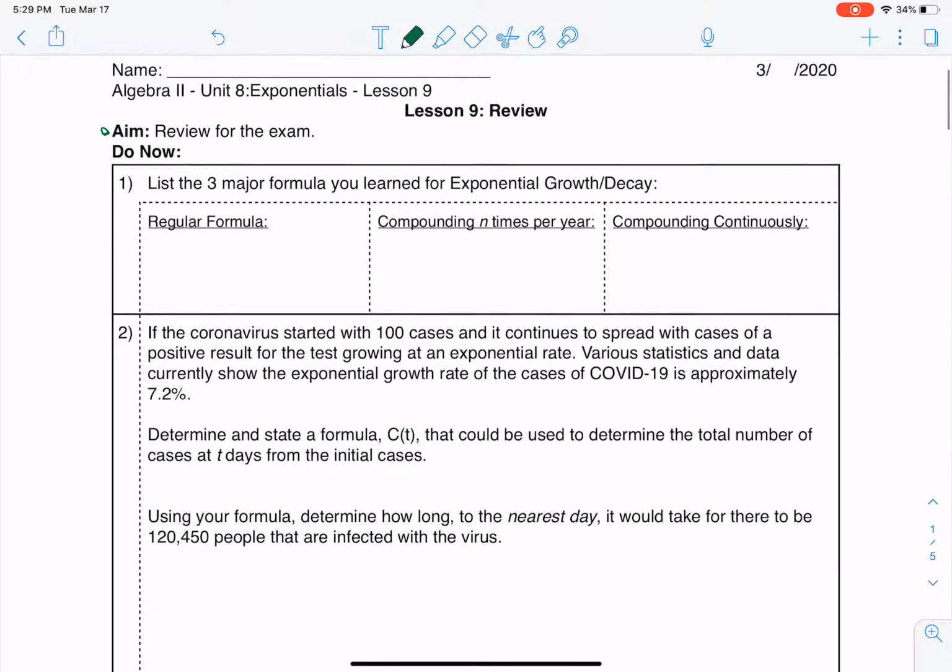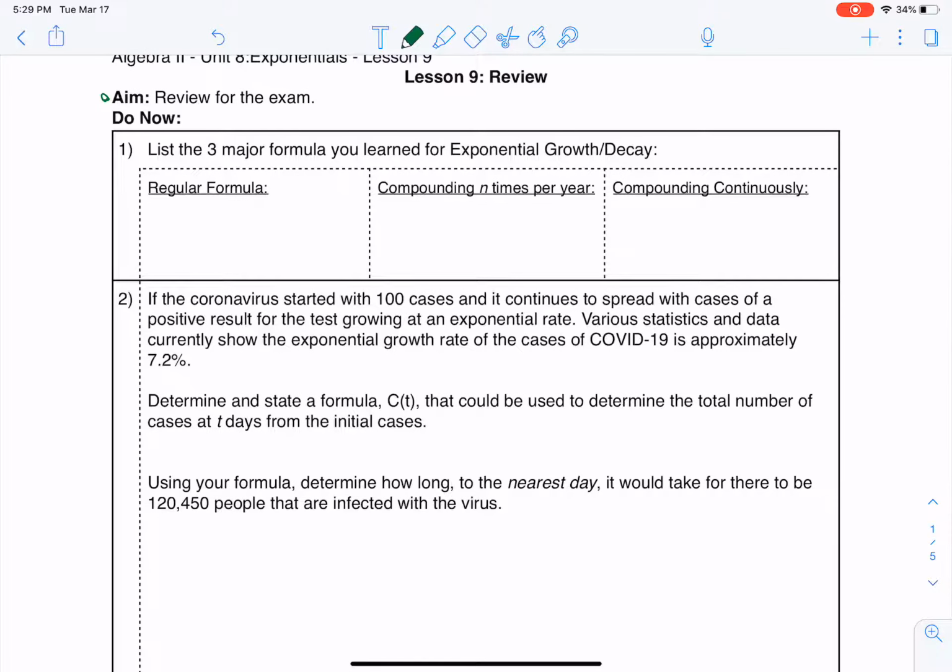Alright, so first let's just think about the three major formulas we've learned with exponential growth and decay. The first is kind of the standard exponential growth and decay formula, and that's really given by A equals P, or what we start with, times 1 plus or minus the rate as a decimal, raised to the power of t.